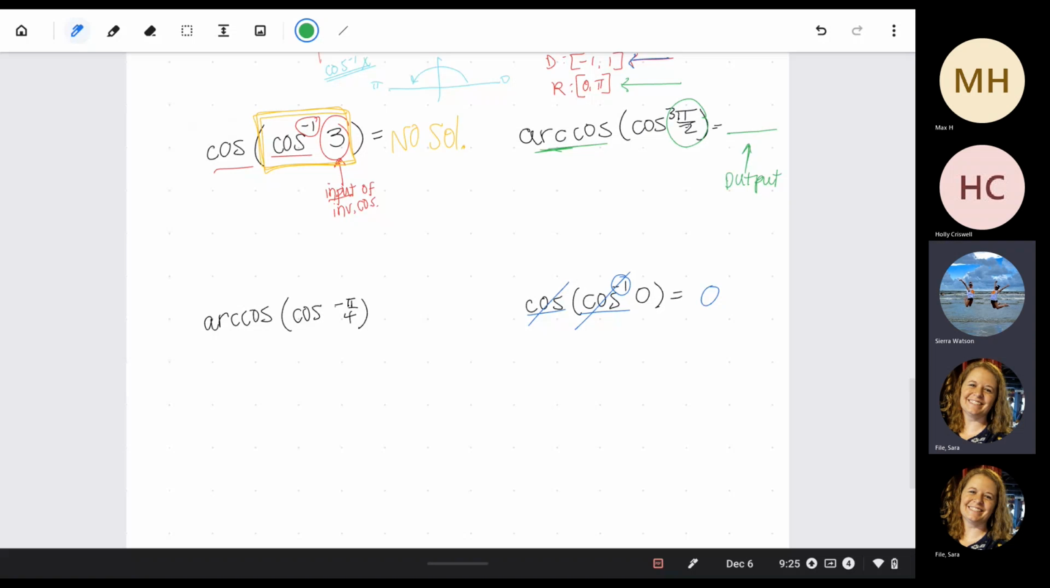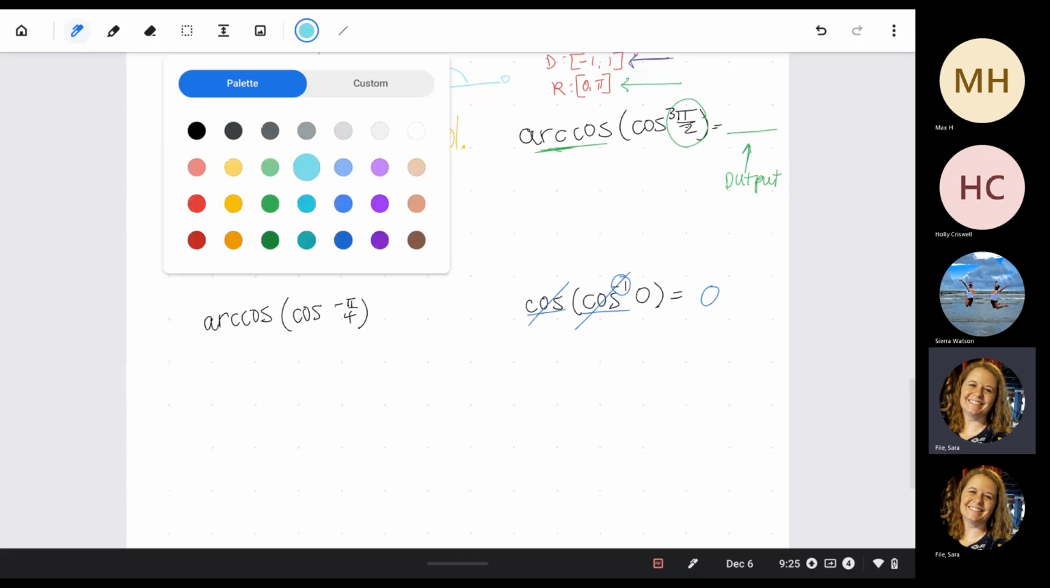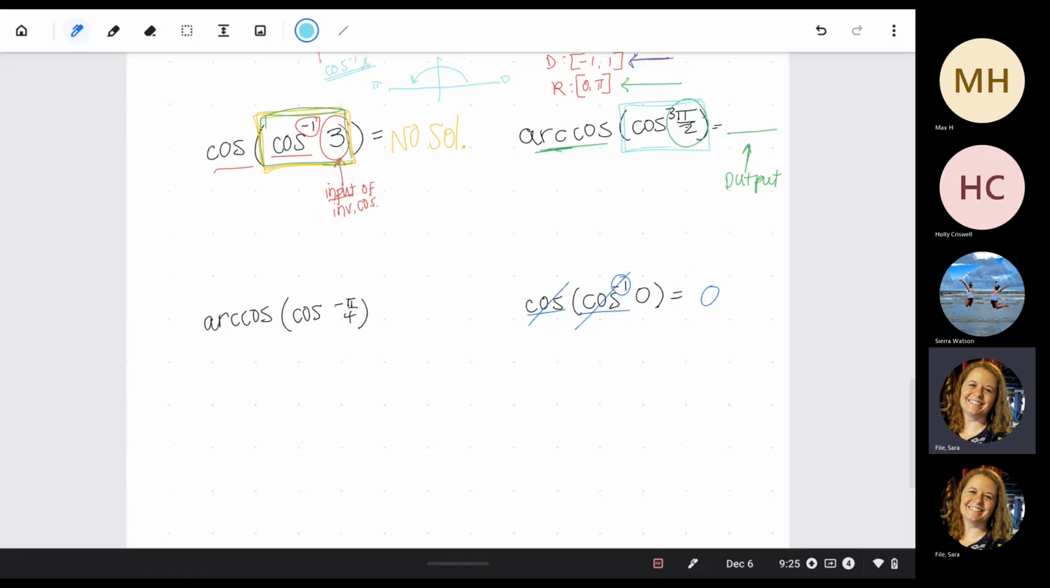No, it's not. So I cannot just cancel these out and have my answer. My answer is not going to be 3 pi halves. Now that doesn't mean there's no solution like it did in this first one. Because in this first one, we were like, never, nowhere, that doesn't exist anywhere when we tried to work inside out. But for this one, if I can't just cancel them out and have my answer, I can still work inside out and try to come up with a solution.